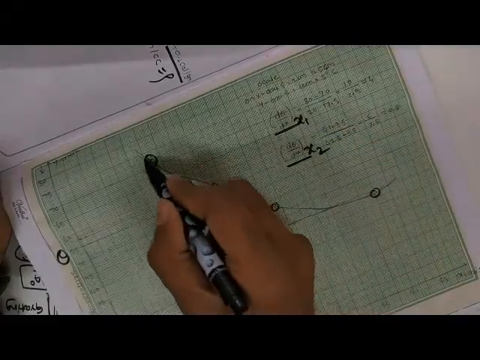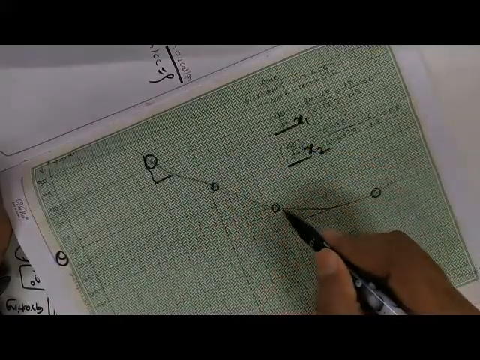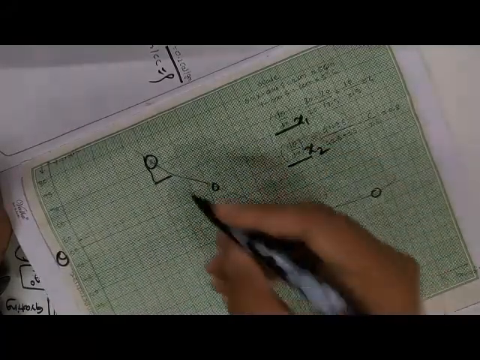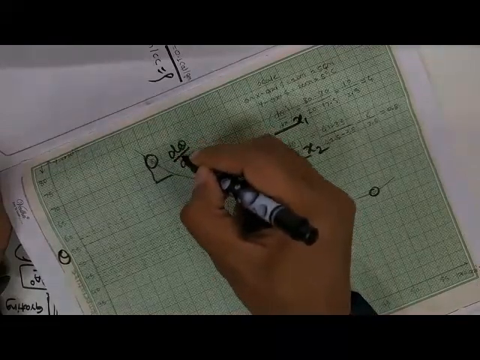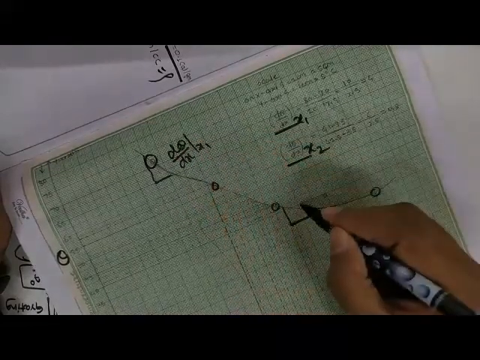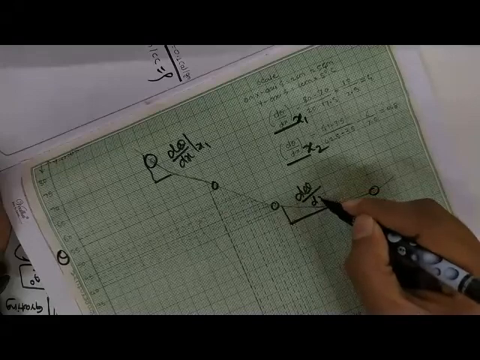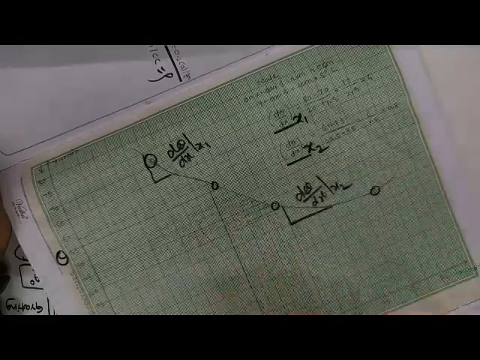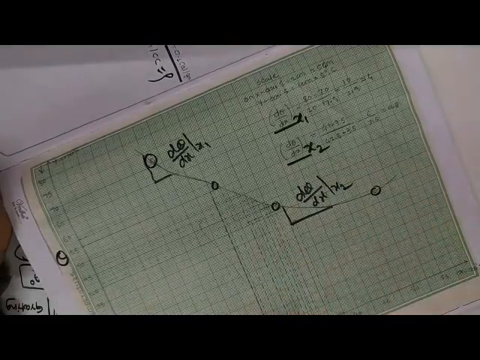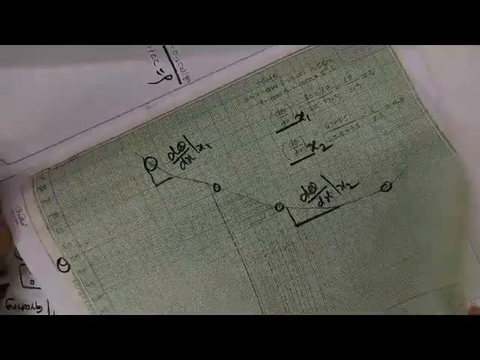One slope is found here and another slope you can find here. So this will be d theta by dx at x1 and d theta by dx at x2, because we require these values in the final expression. Okay, so this is the first graph.